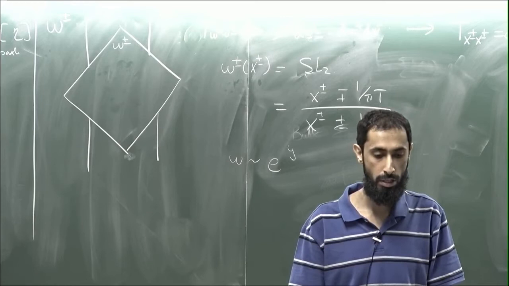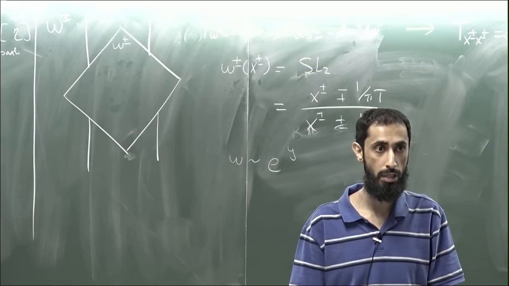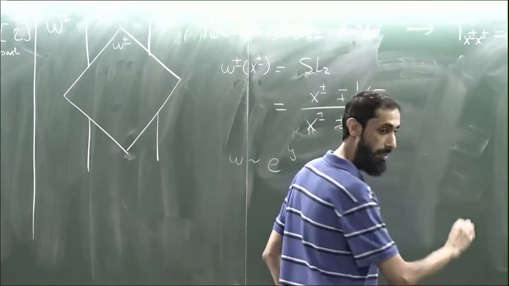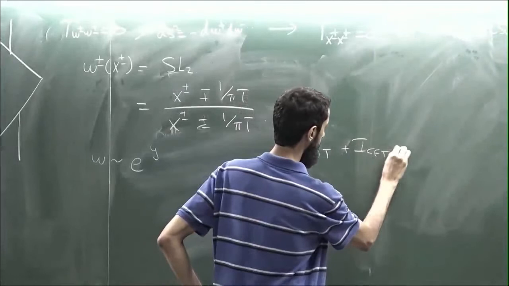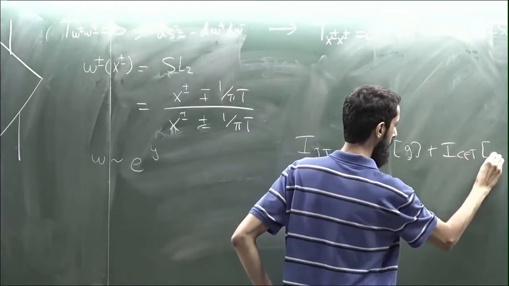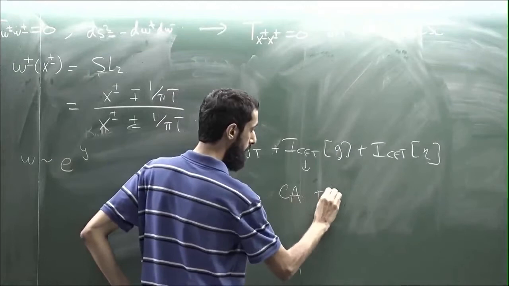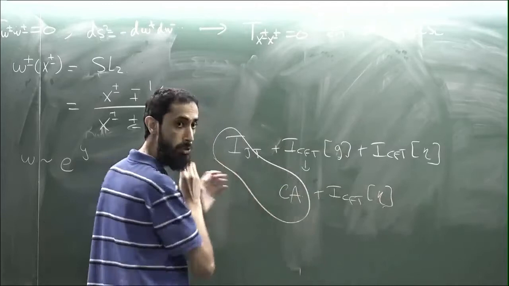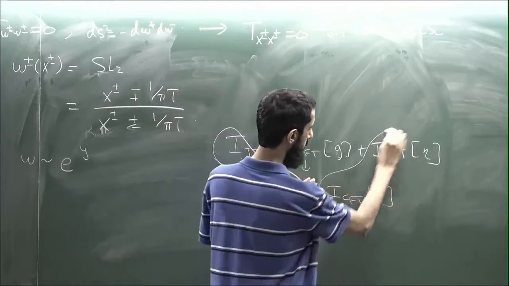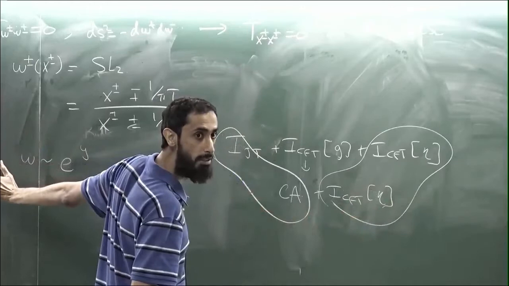Because I'm doing a Weyl transformation. Okay, this is extremely schematic. So we have JT plus CFT on metric g plus CFT on eta. I've done a Weyl transformation here to write this as some conformal anomaly plus CFT on eta. Those two give you the dilaton equations of motion and so on. And these two things define for you some vacuum state on a flat metric. That's how you should think about it.